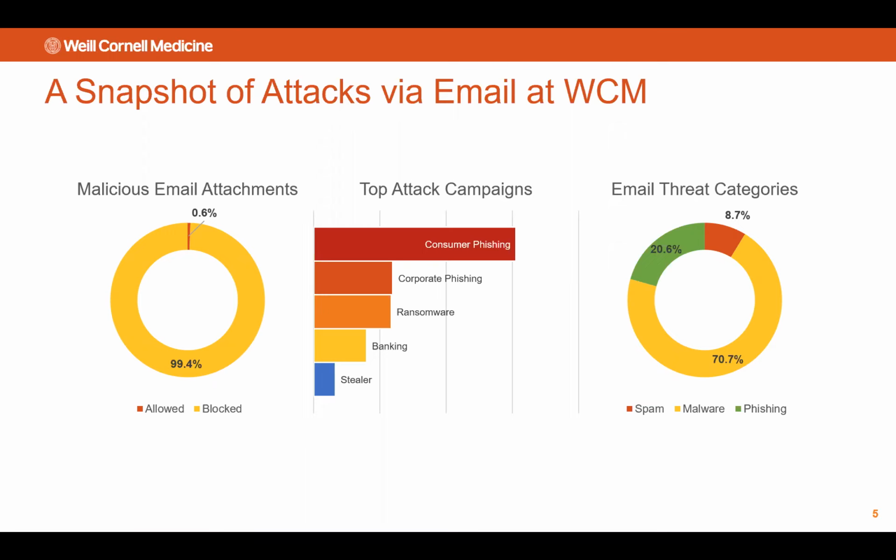Out of all of the email threats that we see, the most common is malware at 70.7%. And then the next most common is phishing at 20.6%. And the last most common is spam at 8.7%. So spam is a little less harmful than these malware or phishing attacks.